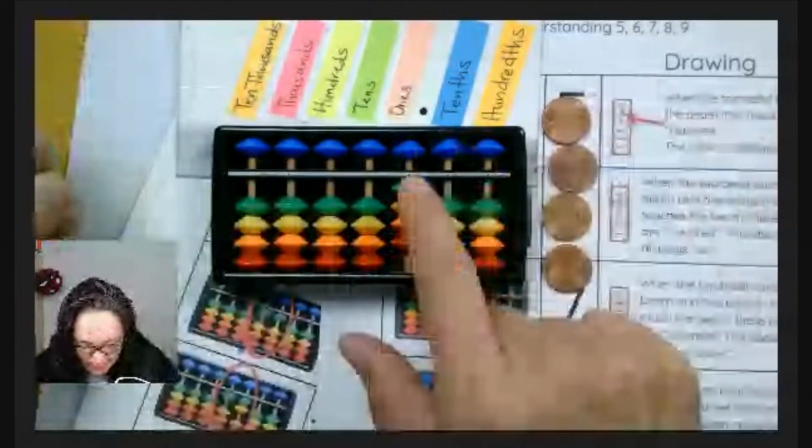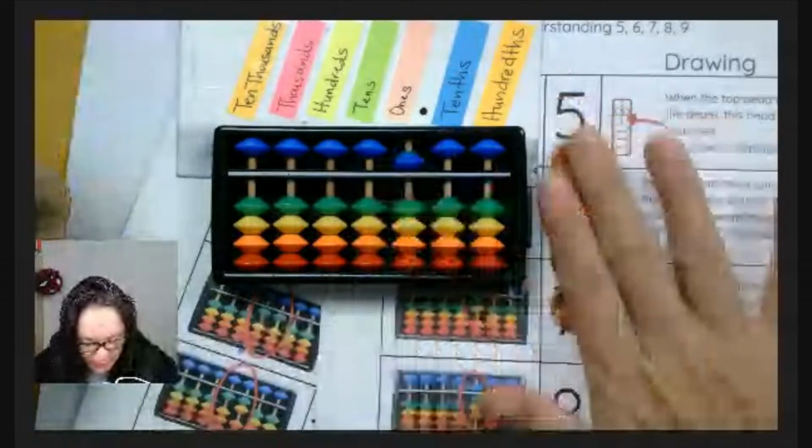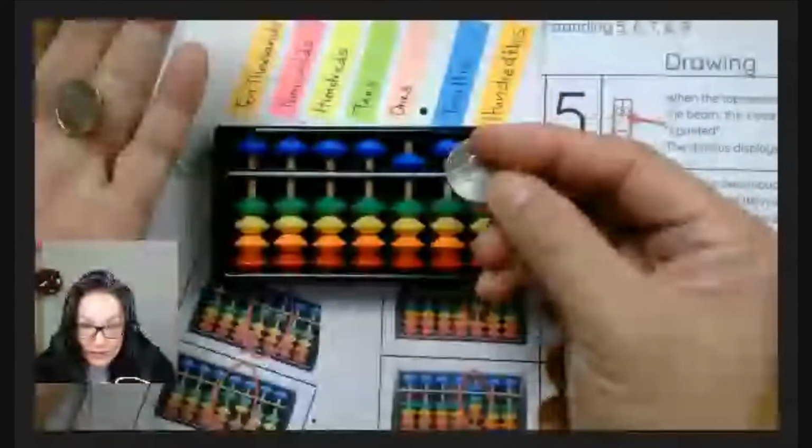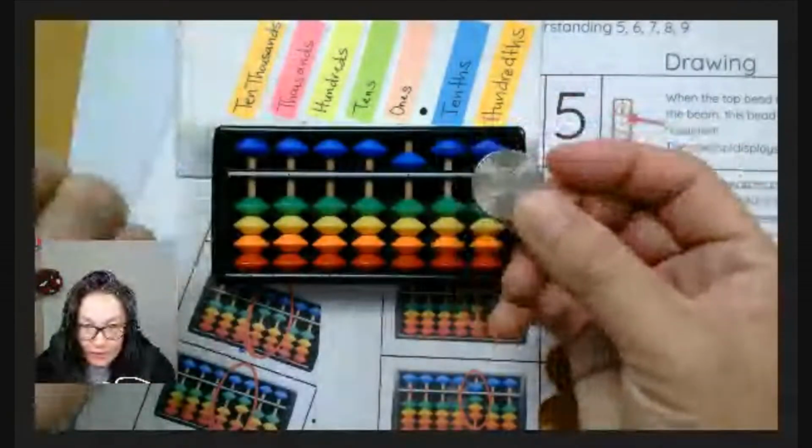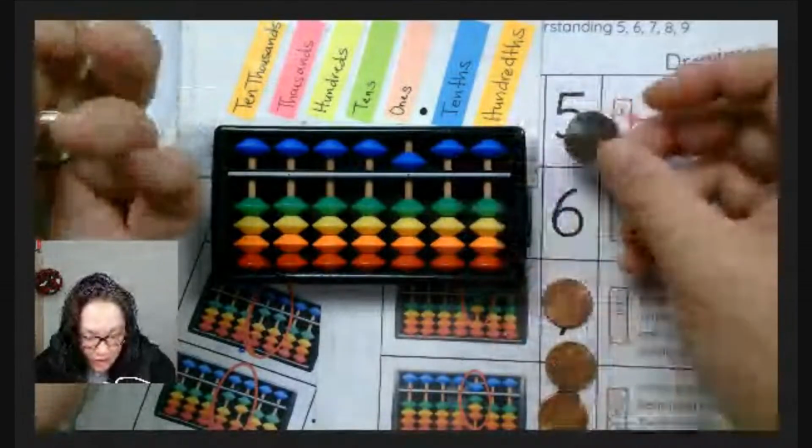So we have four. 1, 2, 3, 4. And then we have five. The top bead is a value of 5. That's what this is. This is the value of 5. This is a nickel in America. This is worth 5 cents. So when we do it, this is 5.